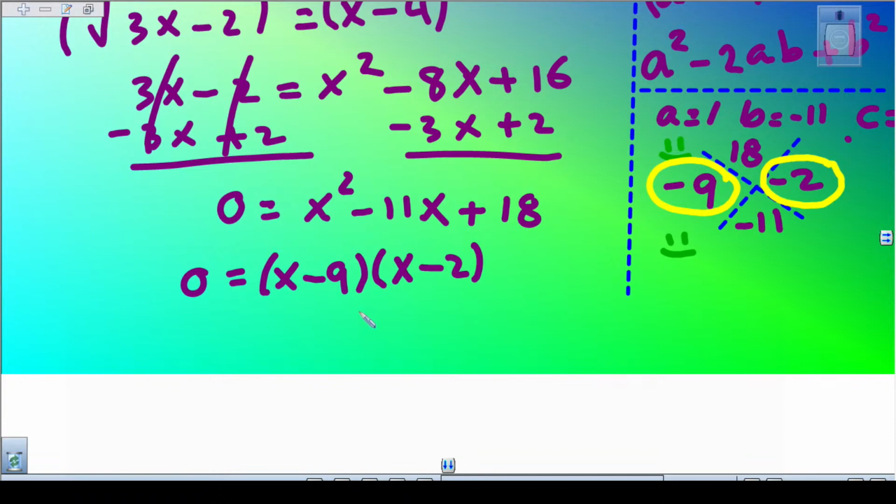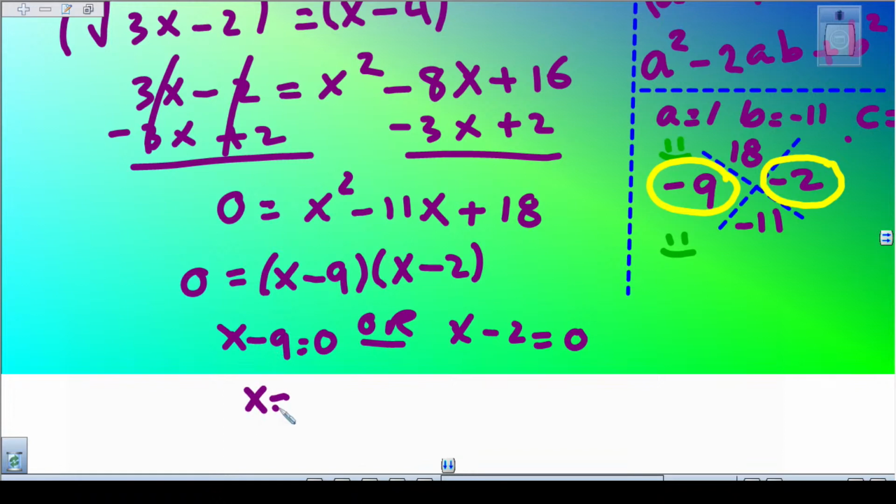Now we keep going, and there's a zero product property here that comes to help. The zero product property states that if you have two things multiplied, or three things, or whatever the number is, and they equal 0, then either one of them would be equal to 0, either this or that. So I'm going to say or, take the first one, x minus 9 equals 0, or x minus 2 equals 0. If x minus 9 equals 0, I just have to add 9 to both sides. X equals 9, and this one is x equals 2.